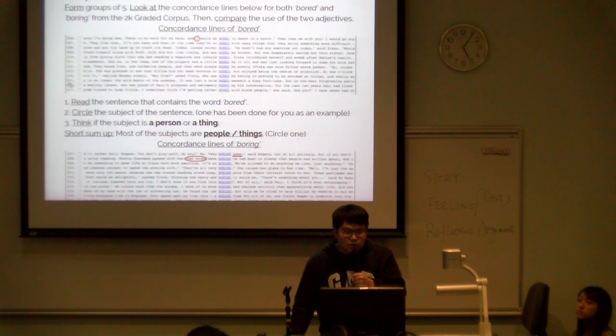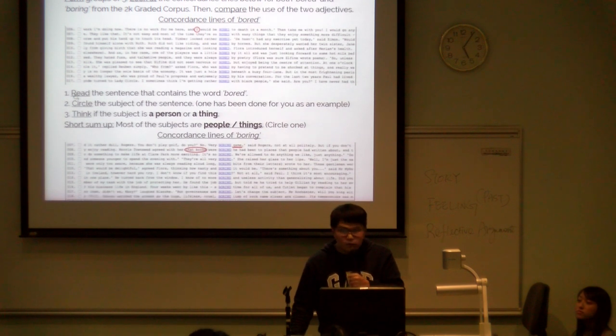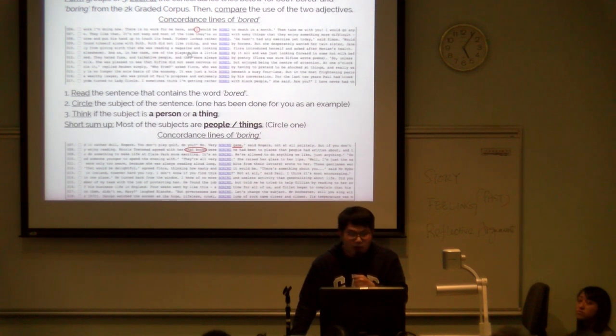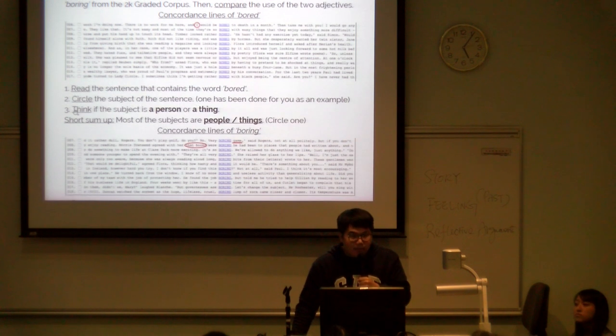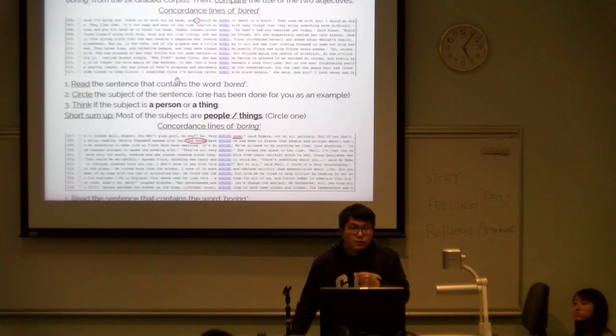So this is the concordance lines of bored, and so these are the tasks that students have to do. So they first have to read the sentence that contains the word bored. So for example, this one, and I would be bored to death in a month, okay? So they just read this sentence because they're P6, they can't read that much. And they have to circle the subject of the sentence. So this is a demonstration, we circle the subject. And they have to think if the subject is a person or a thing.